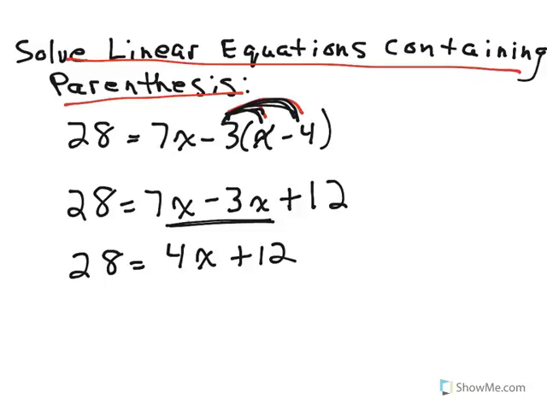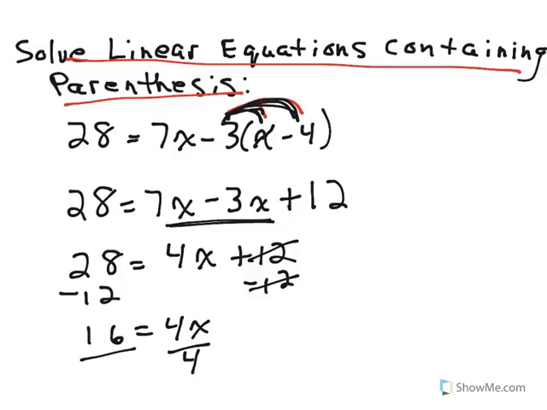Now we can go about getting our variable term alone by getting rid of that 12 first. So we're going to subtract 12 from both sides of the equal sign. And that gives us 16 equals 4x. Finally, we have our variable term by itself. We can now get rid of the 4 by dividing both sides of the equal sign by 4. And that gives us x equals 4. 16 divided by 4 is 4.